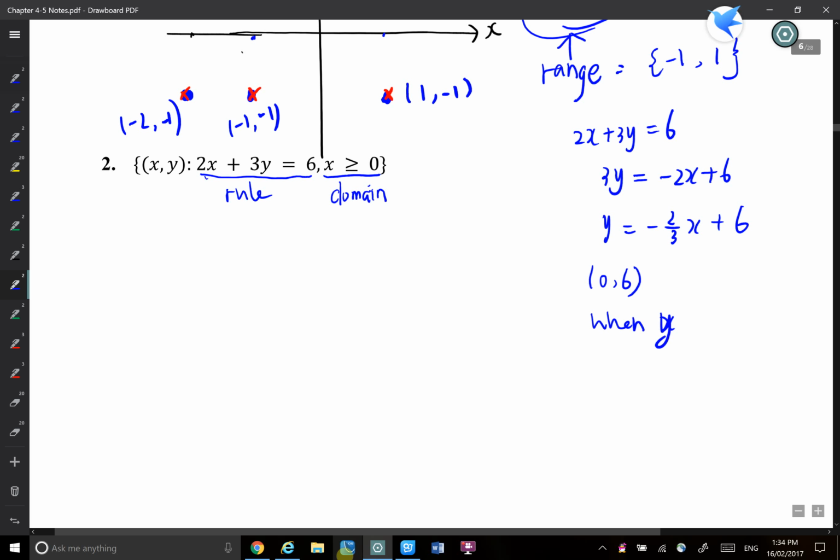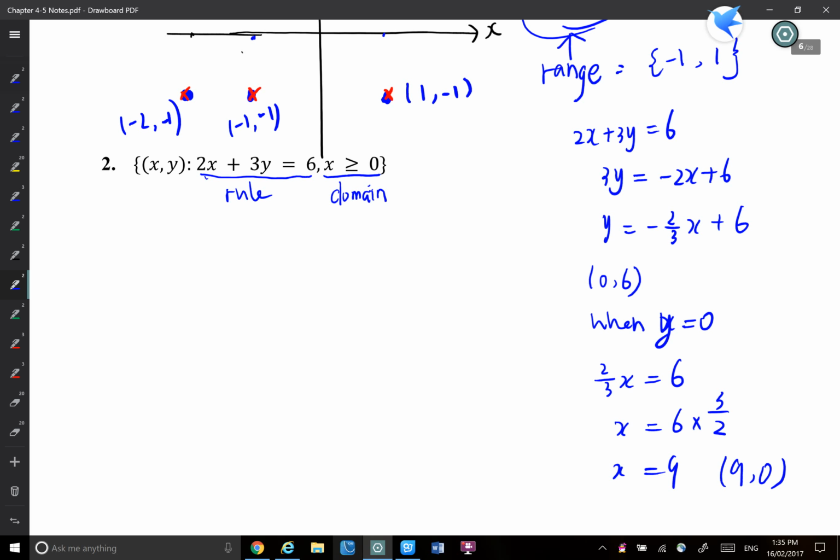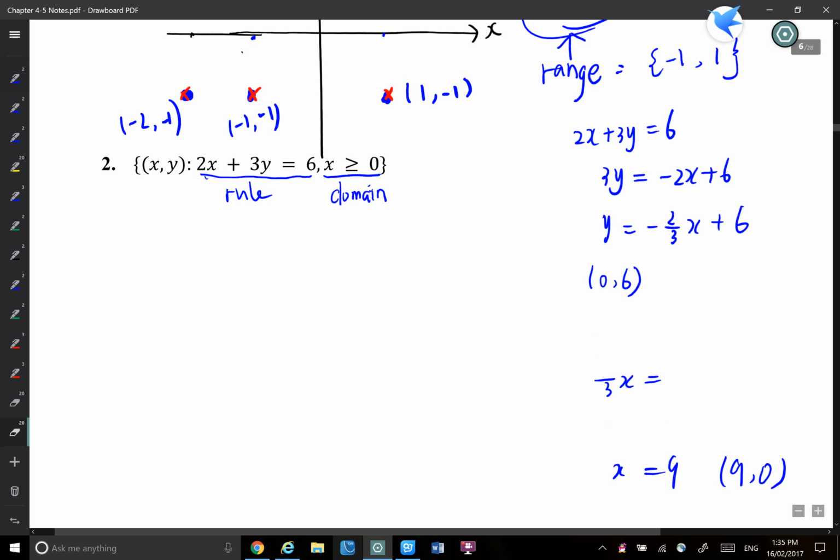X-intercept when y equals 0: 2 over 3x equals 6, x equals 6 times 3 over 2, x is 9. So 9, 0. Wait, I'm solving something. No, it can't be correct. I forgot to divide that value by 2. Okay, this value is wrong.